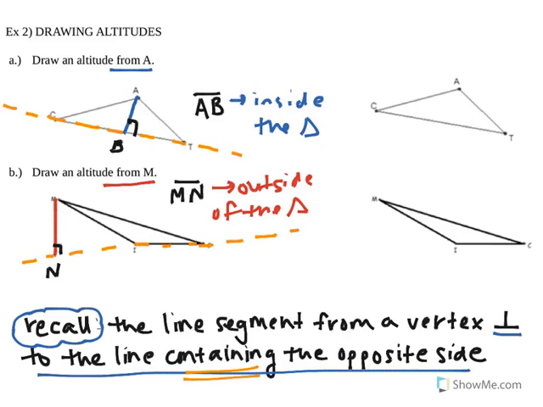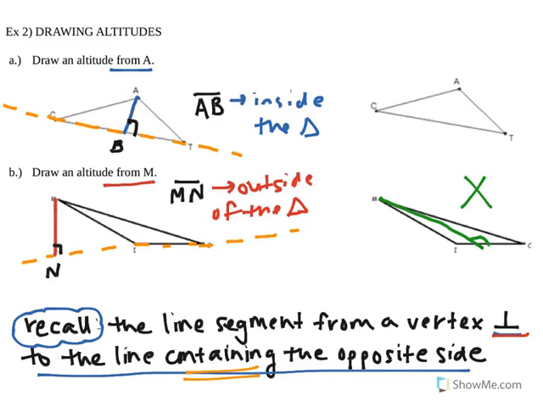Because of the definition, right? It doesn't necessarily have to be inside the triangle. It just has to be perpendicular to the line containing the opposite side, which it is. So because of that, a really common mistake when I have this special case where I have to draw the altitude outside, if we look over here, a common mistake that I don't want to make is to start at line M and try to draw that perpendicular segment inside of the triangle, right?